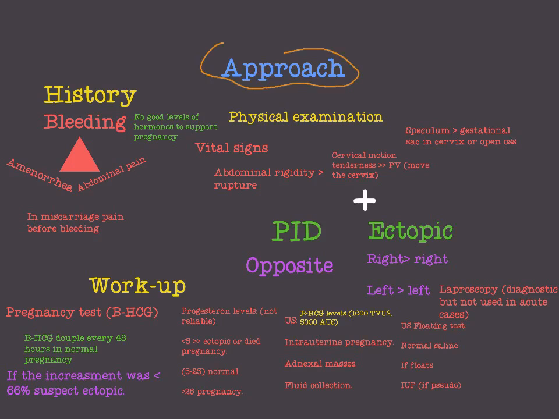Approach of ectopic pregnancy. First of all, we start with the history. Actually, we have a triad of ectopic pregnancy with three important symptoms. The first symptom to appear is bleeding.